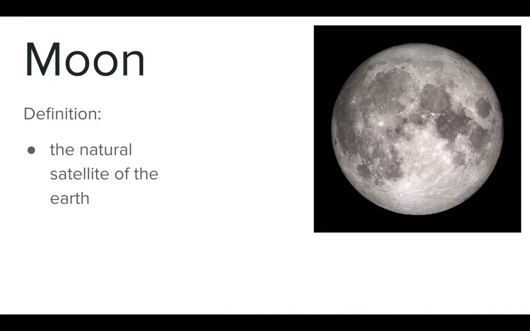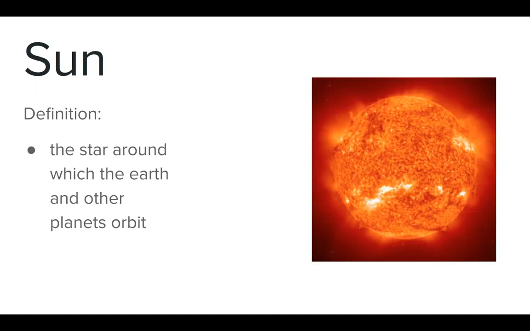Moon is the natural satellite of the Earth. That's a photo of the moon. And sun, the star around which the Earth and other planets orbit. So we know that the sun is that center object, and the Earth is going around it. Mars is going around it. Jupiter is going around the sun. Those are our 3 vocabulary words: illuminate, moon, and sun.